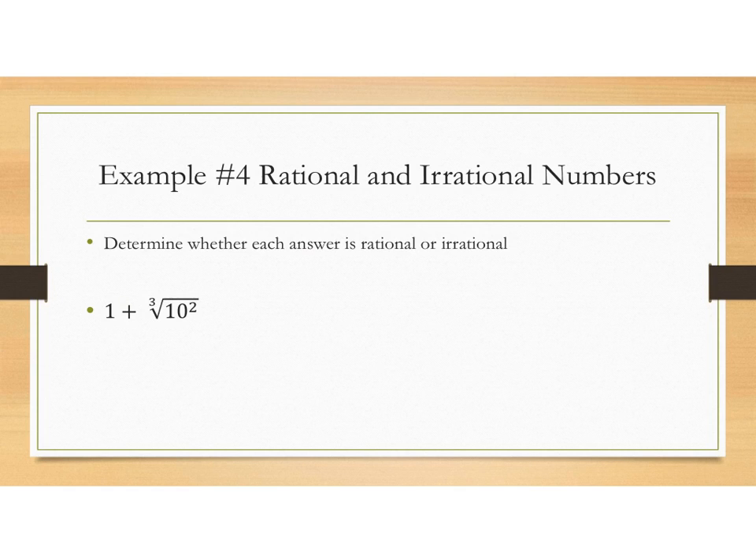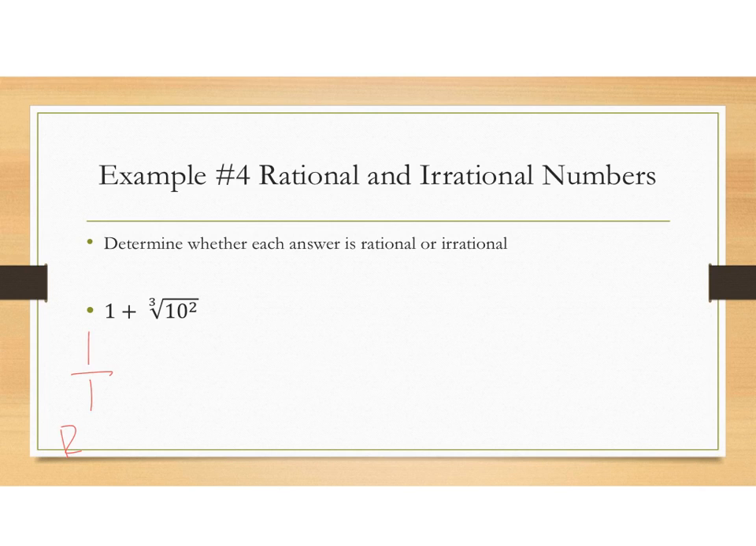Example 4. Determine whether an answer is rational or irrational. In our example, we have 1 plus the cube root of 10 squared. We want to see if I added those two together, would it be a rational or irrational number? Let's start with the 1. We like the 1 because it can be written as 1 over 1, which makes it rational. So the 1's rational. But what about the cube root of 10 squared?